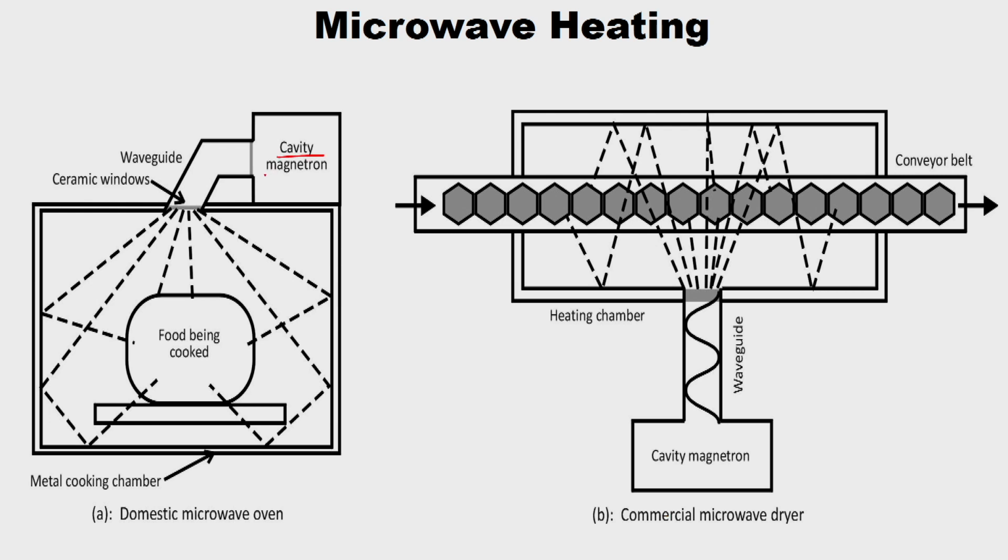This is a cavity magnetron in the domestic microwave oven. The cavity magnetron is the one which produces the microwave. From the cavity magnetron, it passes through here, and it is a waveguide, I already told. These are all the materials which reflect the microwave energy. Then it goes through the ceramic windows. We already have seen ceramics are the ones which transmit the microwave energy. Waveguides are mostly metals or good conductors of heat, which reflect the microwave energy so that it will not deviate from the path.